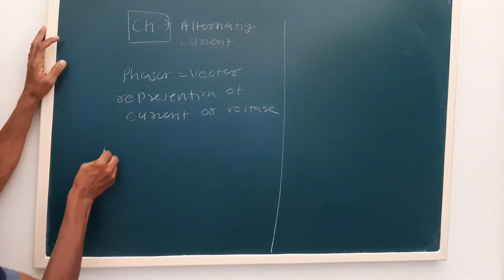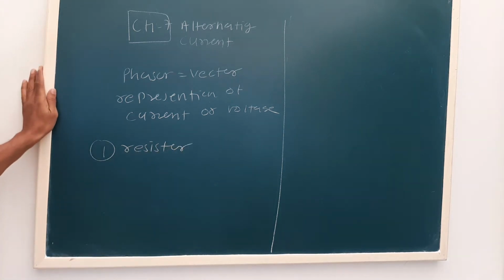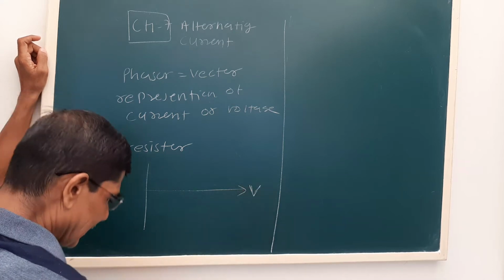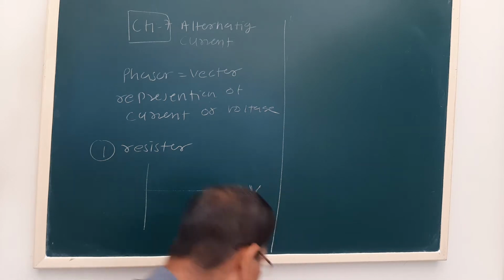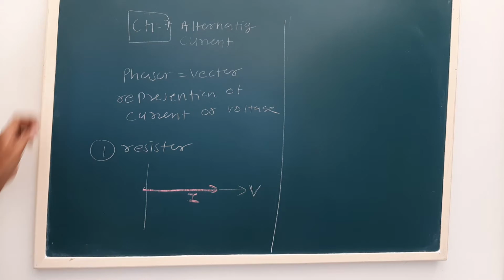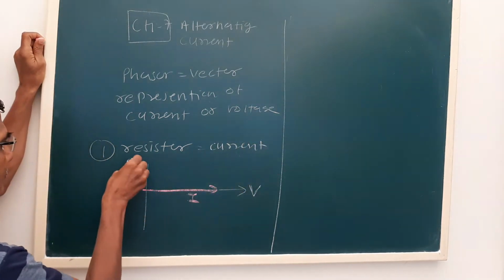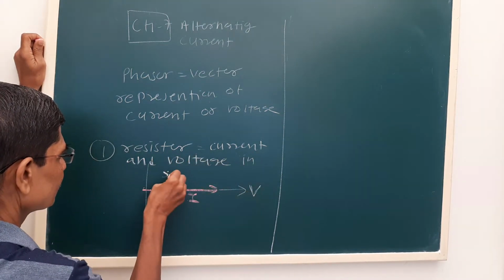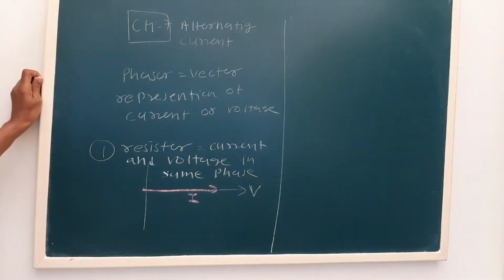See what we have seen. Circuit with only resistor. Let us say V is the voltage supplied, and current is I. In the AC circuit with only resistor, current and voltage are in the same phase, so the phase difference is 0.